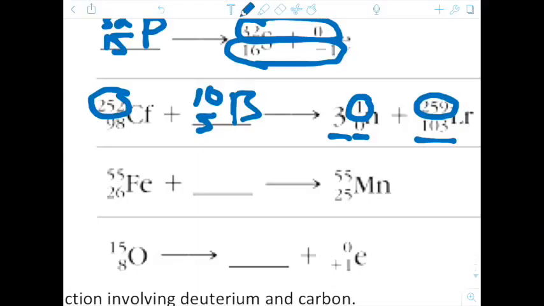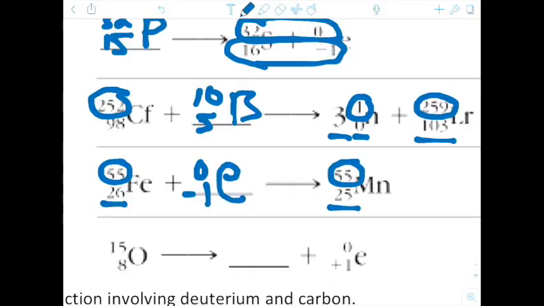With iron, we see we have iron, which is 55. On this side, we have 55. So that means that has to be a 0. Here we have 26, and then we have 25. So that means that is a negative 1. And we see that that is, put an e for a beta particle.